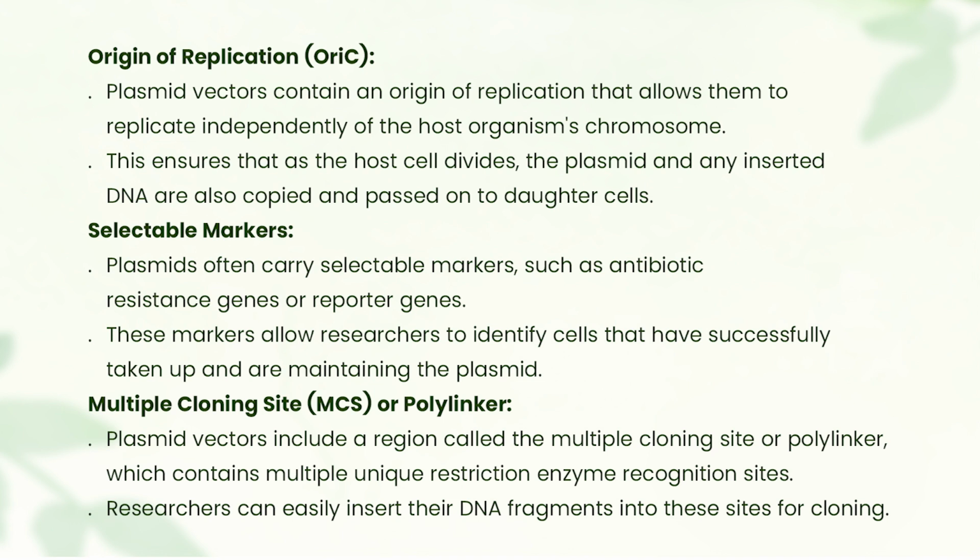For selectable markers, plasmids often carry selectable markers such as antibiotic resistance genes or reporter genes. These markers allow researchers to identify cells that have successfully taken up and are maintaining the plasmid. For multiple cloning site or polylinker, plasmid vectors include a region called the multiple cloning site or polylinker, which contains multiple unique restriction enzyme recognition sites.